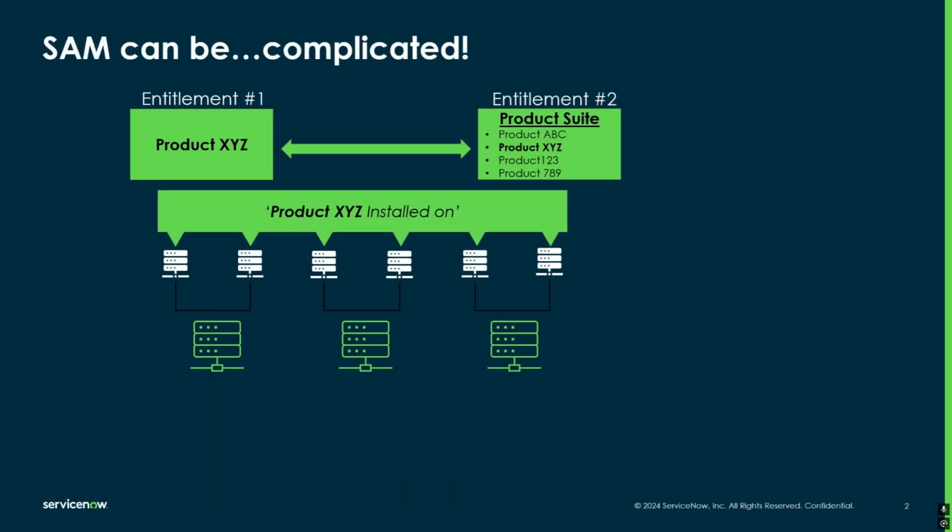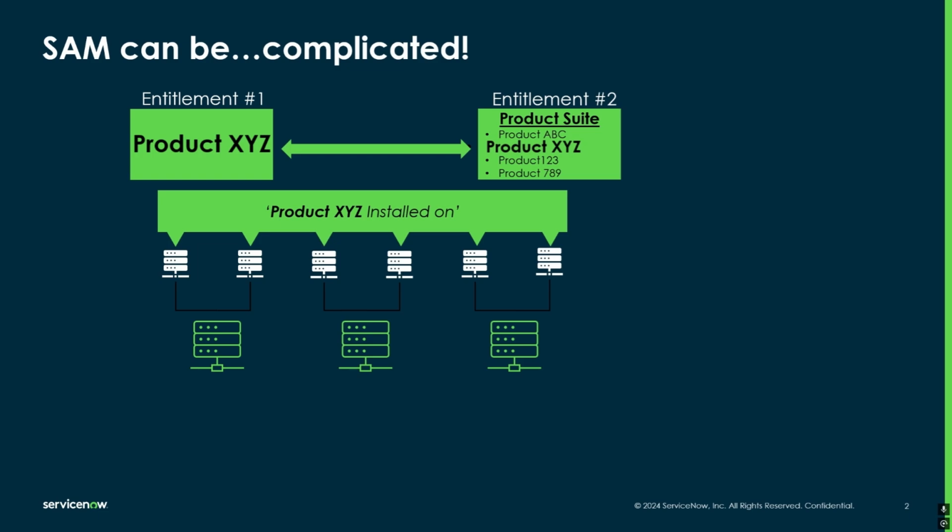Now, before hopping into the demo, I want to make the understatement of the year, which is SAM can be complicated. Let's just look at this diagram, for instance, looking at fictional product XYZ. Here we have these finite rights to install via an entitlement, spelling out its specific license metric, and perhaps it has a maintenance schedule to monitor as well. But adding to the complexity, product XYZ, in addition to being a standalone product, is also a component of a product suite with its own entitlement.